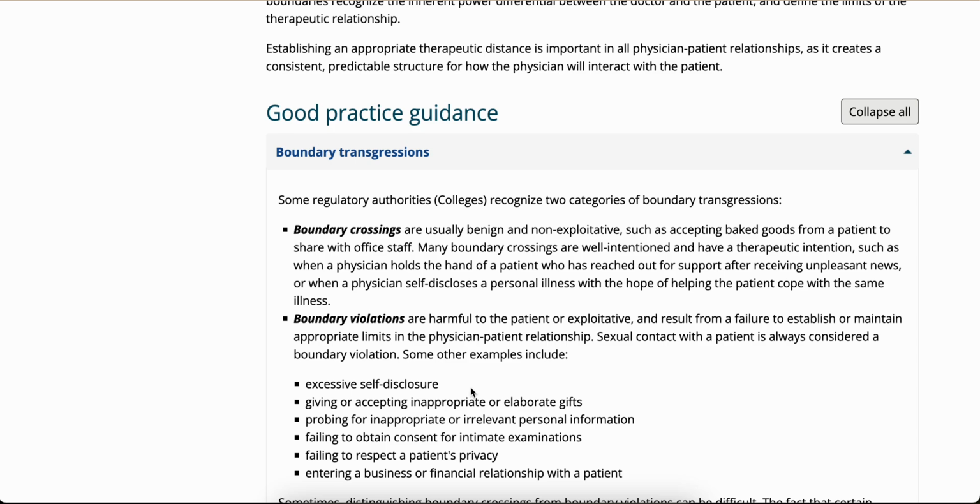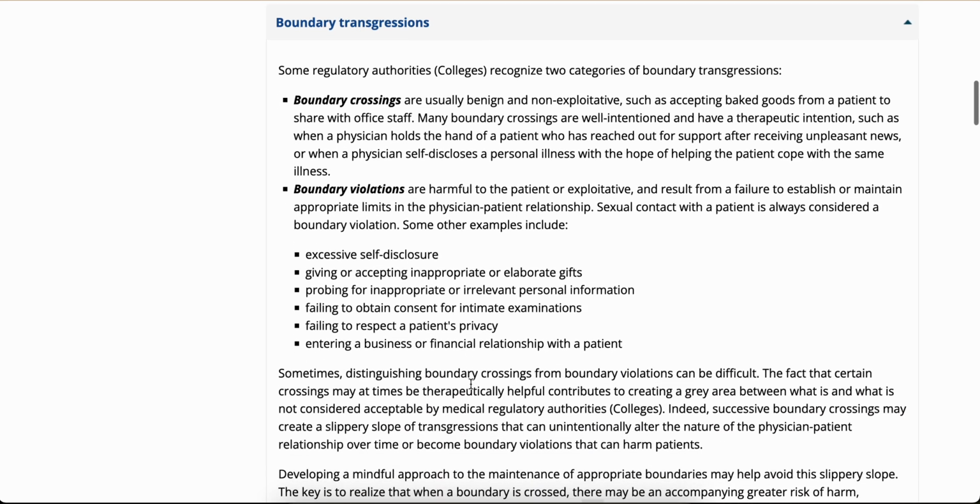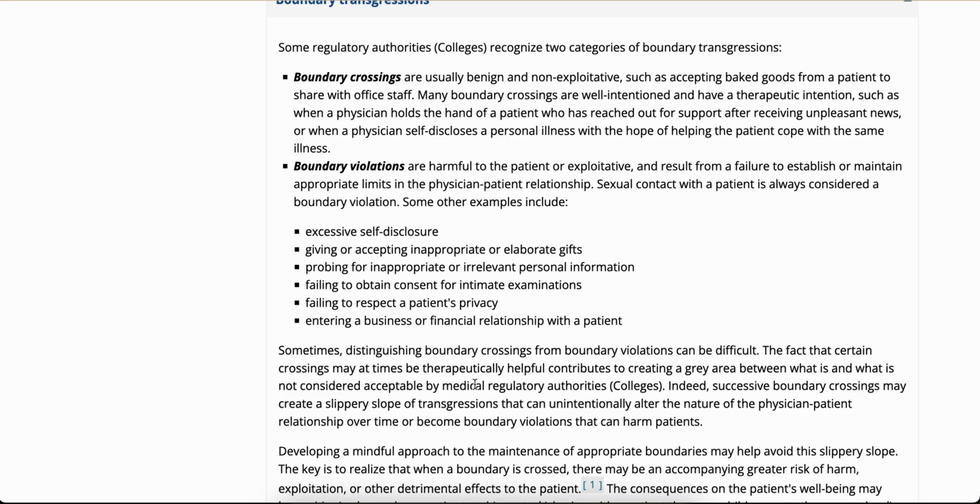Failing to obtain consent, this is very common. If you are doing a perineal exam, an anal exam, a breast exam, any kind of exam in which undressing is needed, you need to ask the patient, can I go for it? Do you have a concern about this? Verbal consent is still better than not taking anything. Respecting the privacy, definitely not doing so is one of the violations.